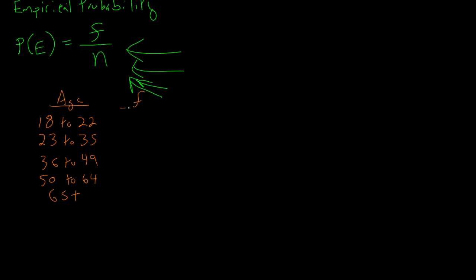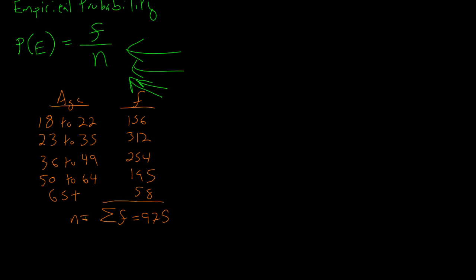And then there was the frequency. There's 156 people, 312 people, 254, 195, and 58. Now, if we sum up all of these frequencies, the sum of the frequencies, there were 975 people, which is what our N was, right?